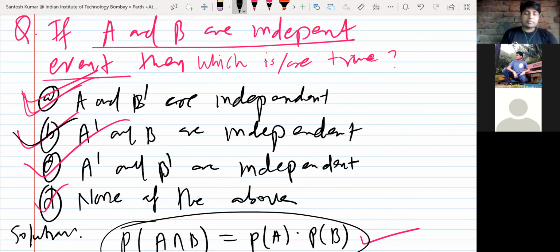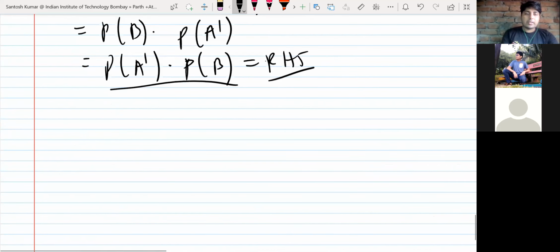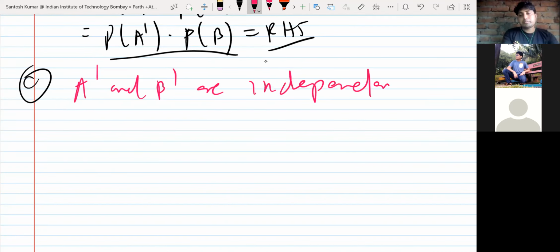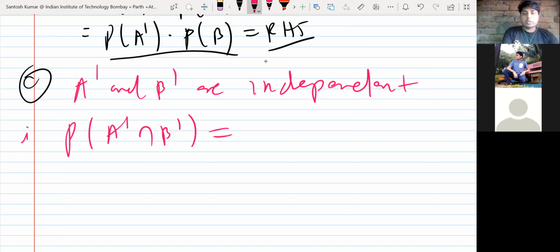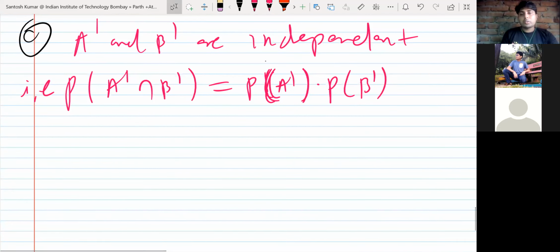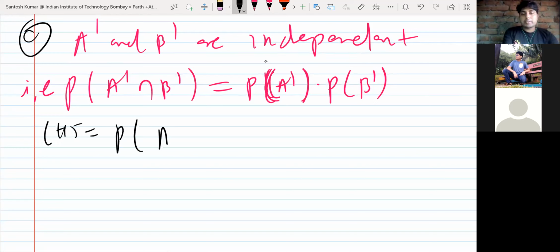Okay. Now let's come to C. In the C option, we wanted to prove A dash and B dash are independent. So probability of A dash intersection B dash, we need to prove it equals probability of A dash into probability of B dash. So we have to prove this. So what can we do? LHS start. Probability of A dash intersection B dash. How can you proceed with this?